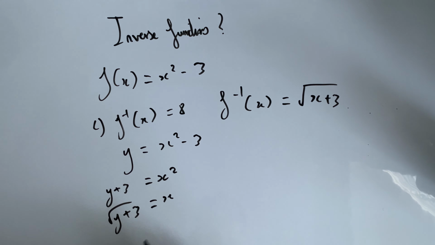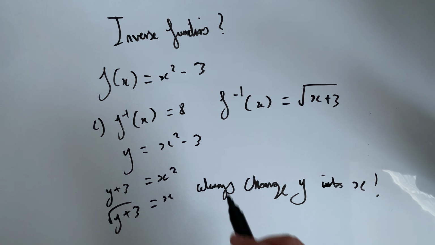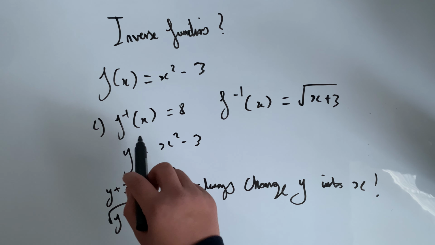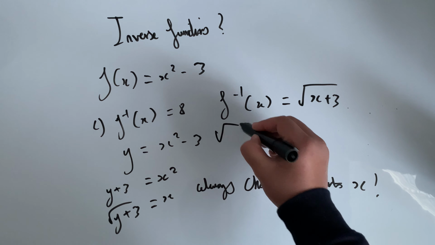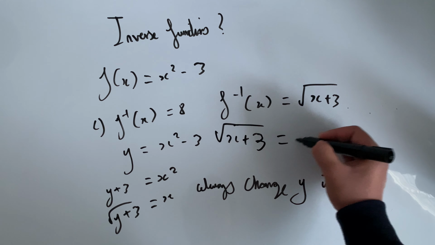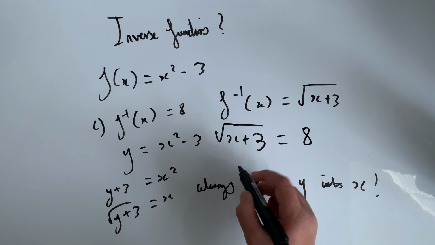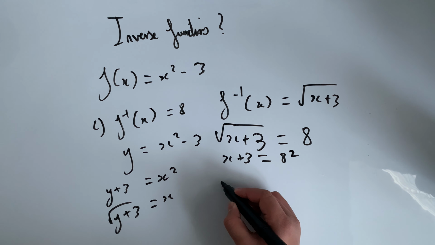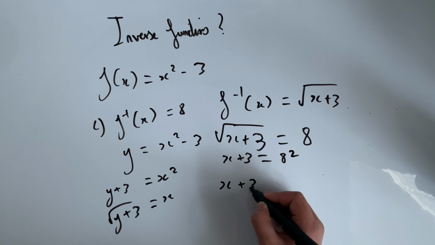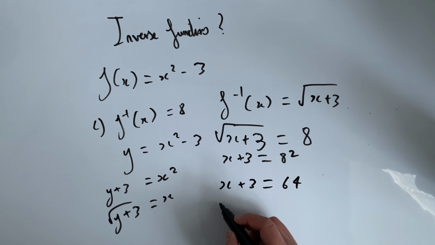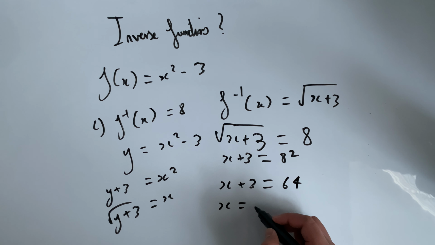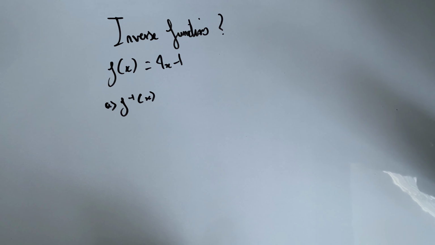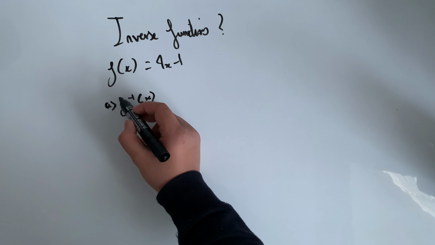So then we just remember you should always change the y into x, but we're not finished yet as we need to find what forms 8. So what's the x value? So square root x plus 3 equals 8. So we just square over here. So x plus 3 equals 8 squared. Then x plus 3 equals 64. X equals 64 minus 3, which is 61. So for this question, just give it a go and pause the video.